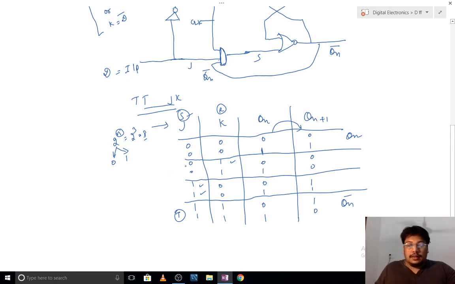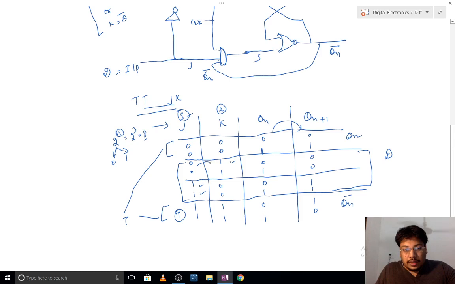Earlier in the T flip-flop we said that these two sections will be called T flip-flop, and this middle section will be called D flip-flop. Why? Because if j is 0, k is 1, and if j is 1, k is 0, so k equals j bar. This defines it, right? So this is my truth table for D flip-flop.